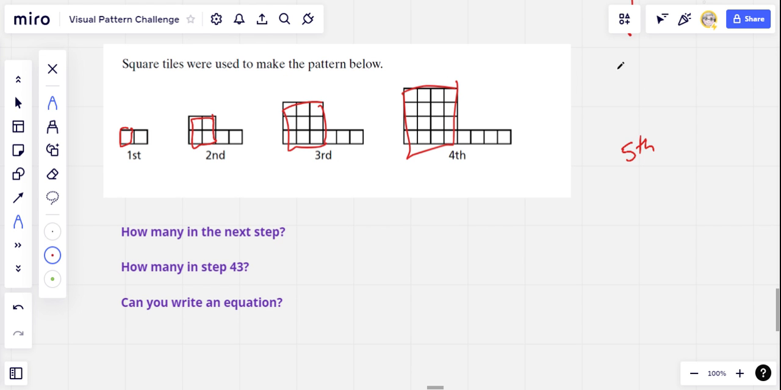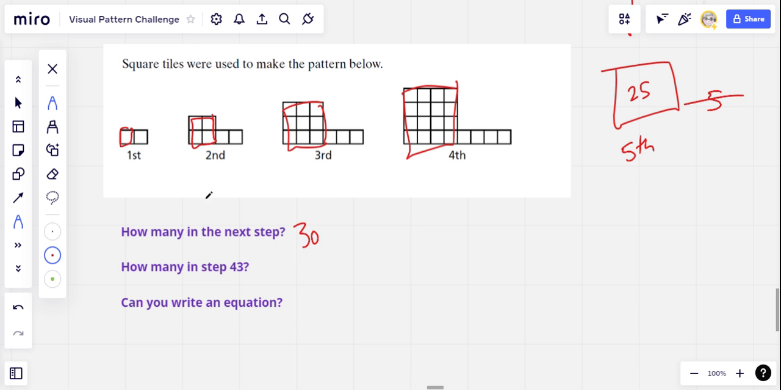So in step 5, we would have a 5 by 5 square, so that would be 25 squares. Now the part that's left over, well, first it's 1, then 2, then 3, then 4. It looks like it's just a row that's the step number long. So we're going to have a row of 5 right here. And I think that's it for step 5. So 25 plus 5 squares would be 30 squares. So that's my prediction for step 5, 30.